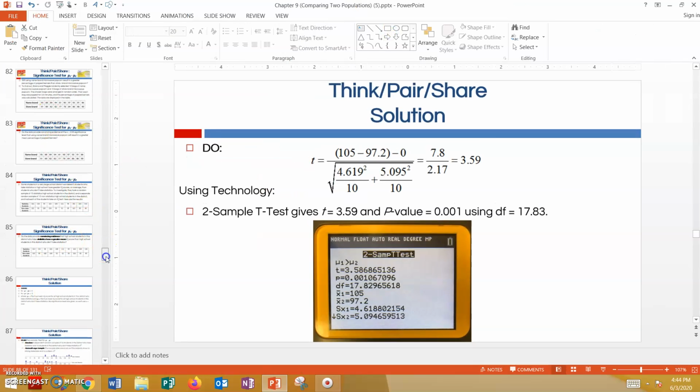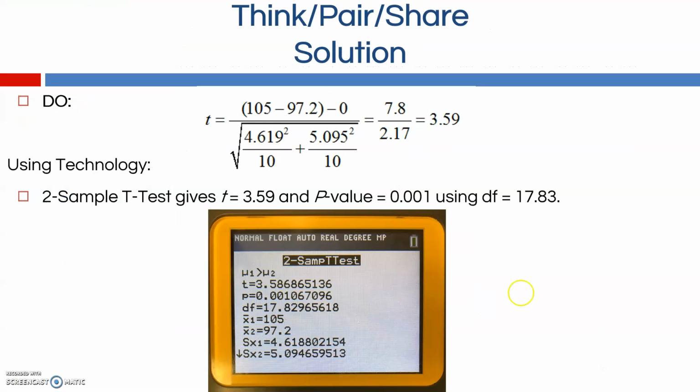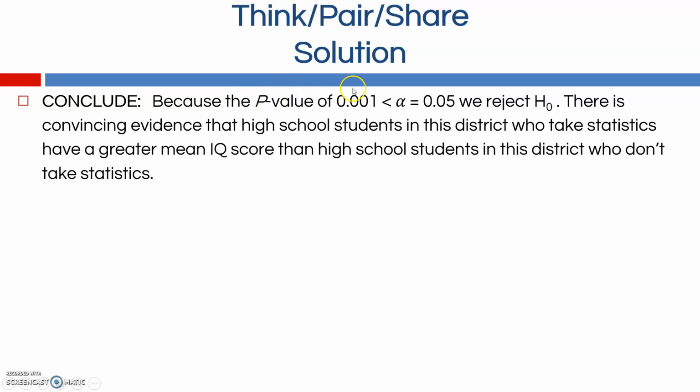All right, now we're ready to conclude. So, lastly, because we have such a low p-value, 0.001, and it's less than alpha equals 0.05, we're going to reject the null hypothesis. There is convincing evidence that high school students in this district who take stats have a greater mean IQ score than high school students in this district who don't take stats.